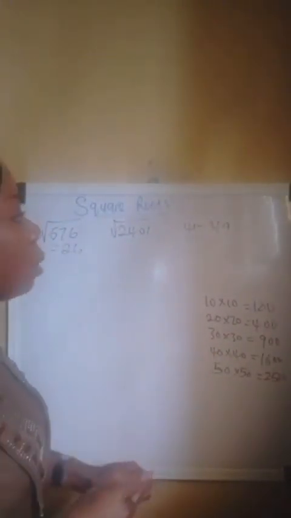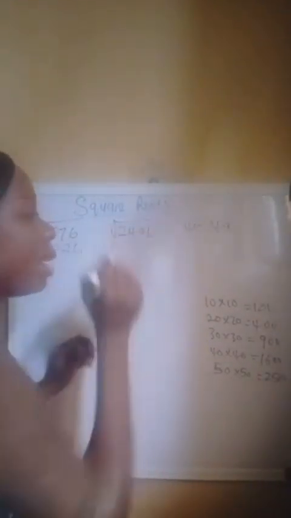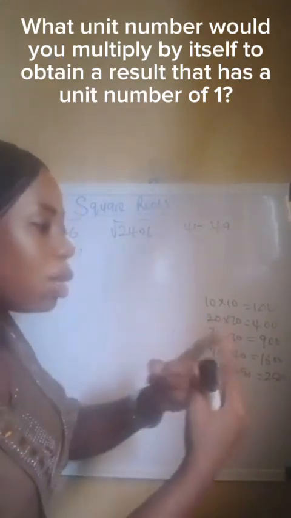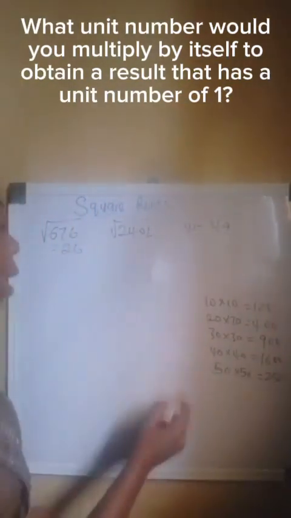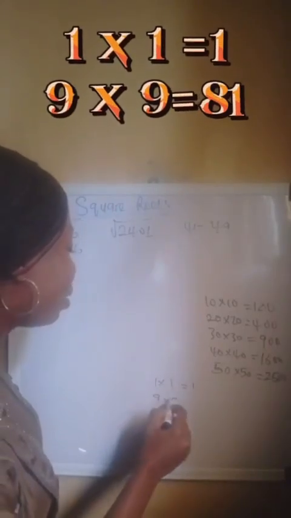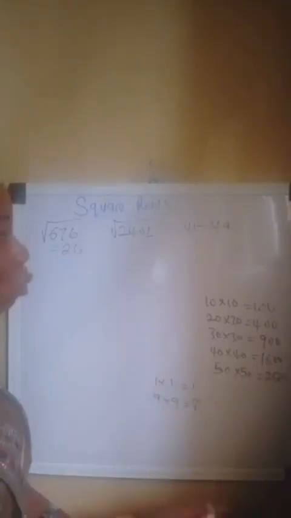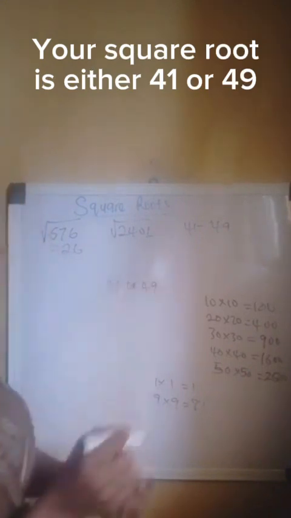Okay, good. Now look at it. The unit number here is 1. So what are those two unit numbers that when they multiply each other, will give you a unit number of 1? That is 1 times 1 will give you 1. 9 times 9 will give you 81. No other unit numbers will give you a unit number of 1. So it means that your square root is either 41 or 49.